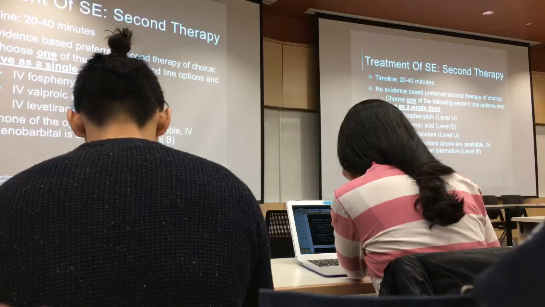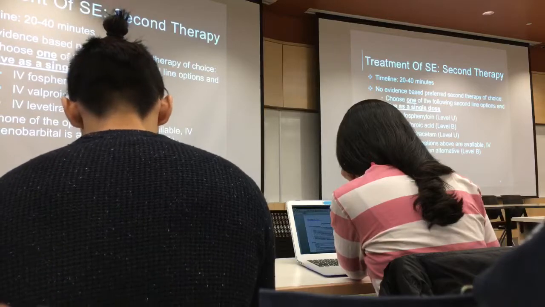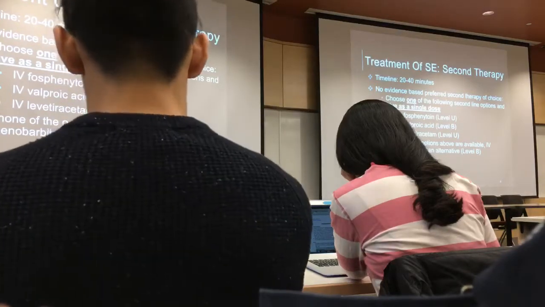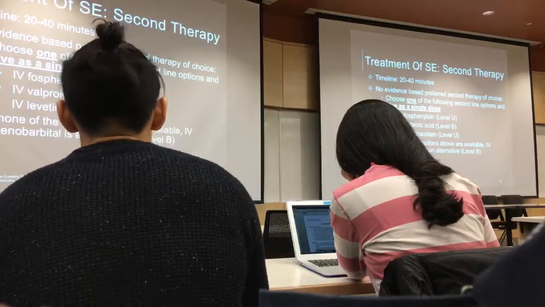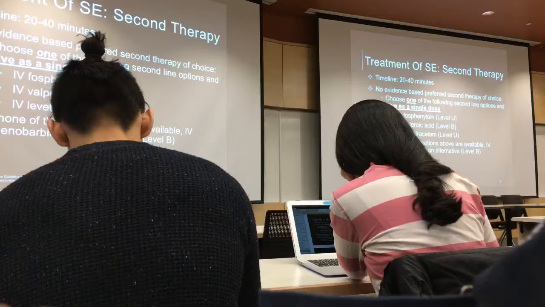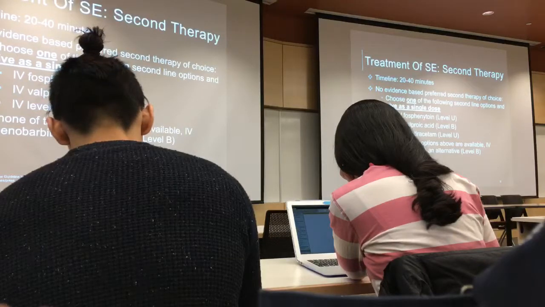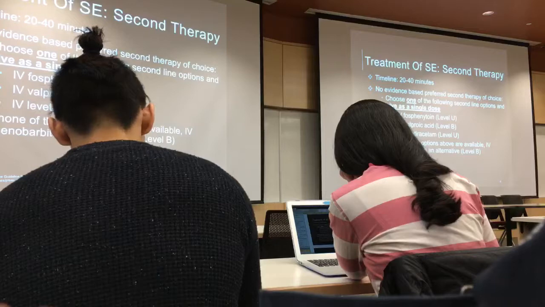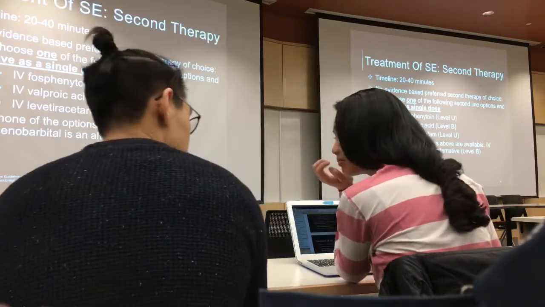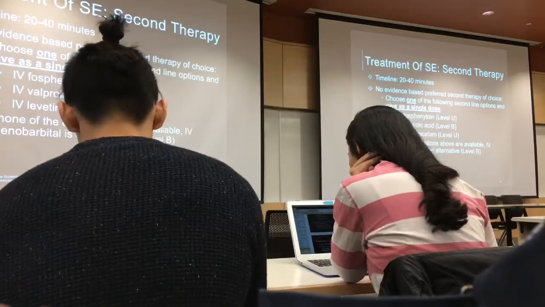Moving on to the next stage for second therapy, the timeline is now at 20 to 40 minutes. At this point, there's no evidence base for a first second therapy of choice, so you would choose one of the following second line options and give it as a single dose. So you have the options of IV fosphenytoin, IV valproic acid, and IV levetiracetam. Because these are second line options for treating SE essentially, though you do have to remember there are certain issues with these drugs potentially. Specifically for IV fosphenytoin, you really want to avoid using this in patients with a history of primary generalized epilepsy.